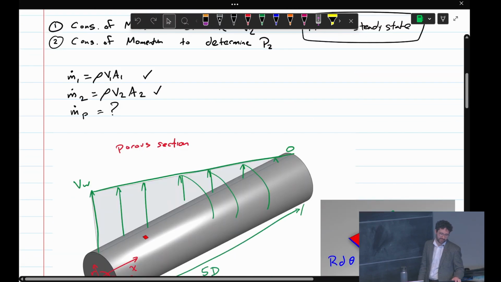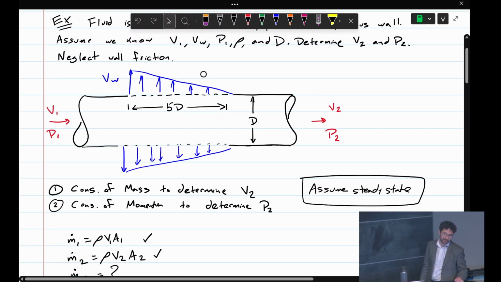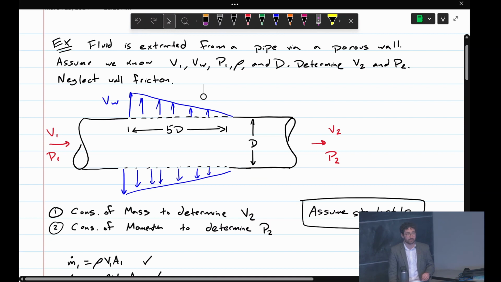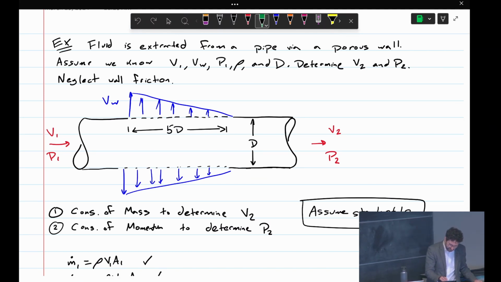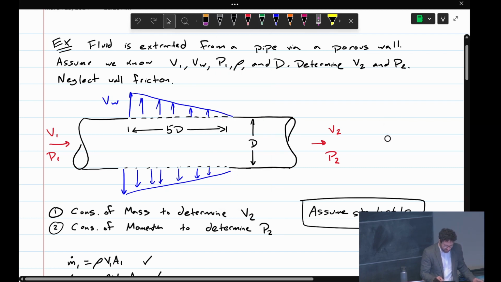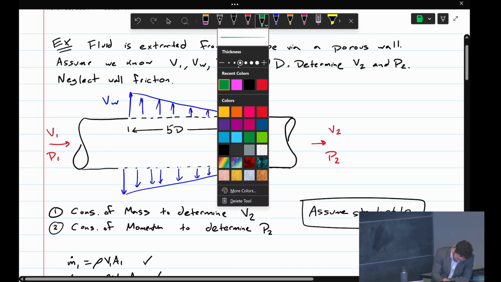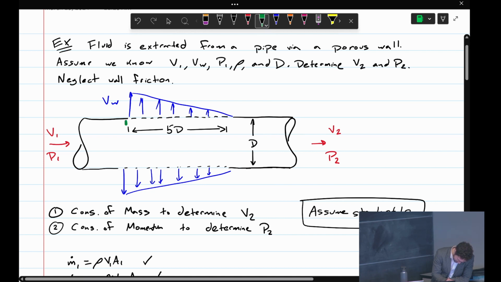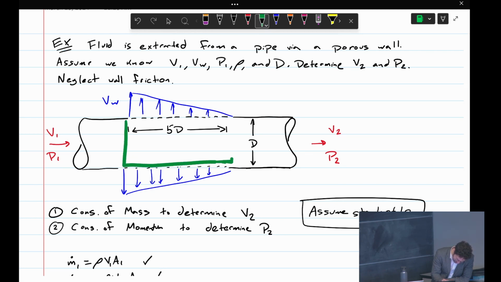You remember we did this example with the porous section of a pipe with a non-uniform mass flux. The CV for this question actually didn't encompass the pipe. It encompassed something like this. I'm going to draw this a bit bigger. So the green box was our CV.